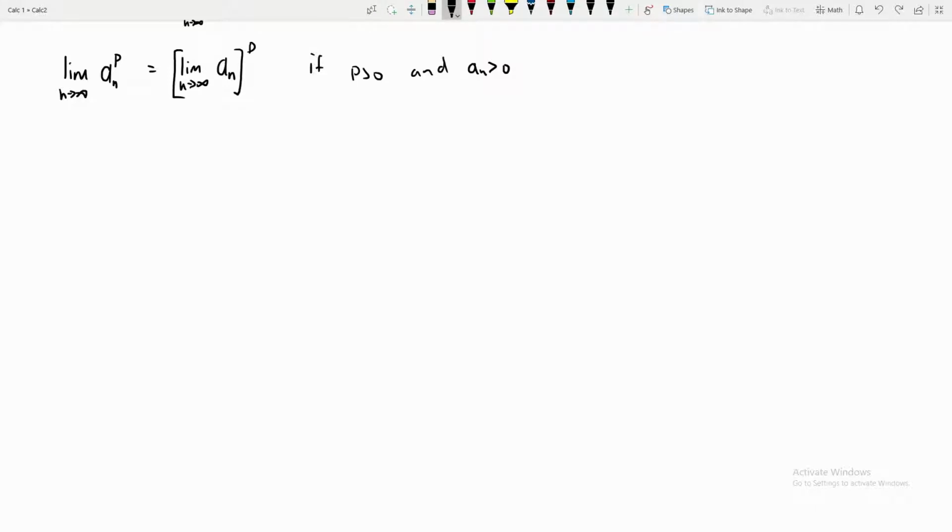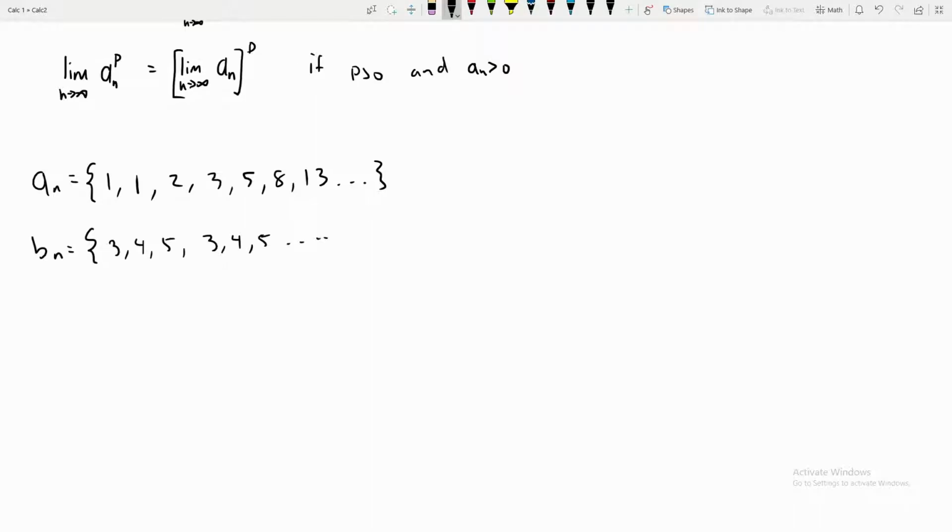So I'm going to pick two random sequences, and I will show you. Let's say the first one is 1, 2, 3, 5, 8, 13, and so on. Some of you might recognize that as the Fibonacci sequence, and we'll say that this is A of n. Then we'll say that B of n is equal to 3, 4, 5, 3, 4, 5, and so on.